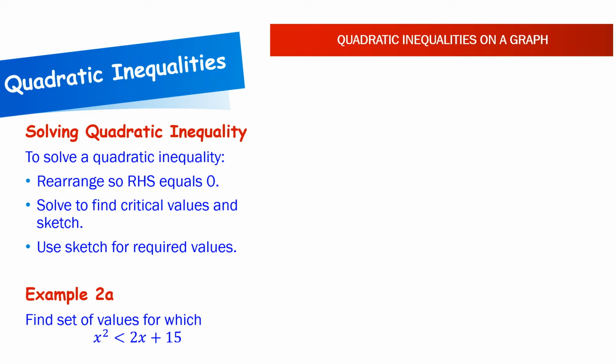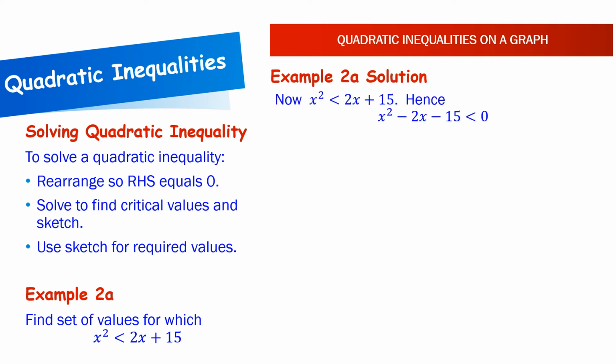Now let's solve example 2a. We are required to find the set of values for which x squared is less than 2x plus 15. In order to solve this, we need to rearrange this inequality so that the right-hand side equals 0. As shown, we've taken 2x plus 15 to the other side.